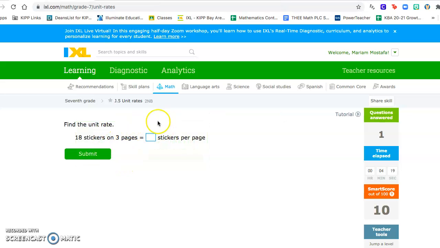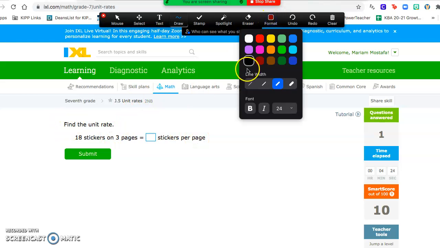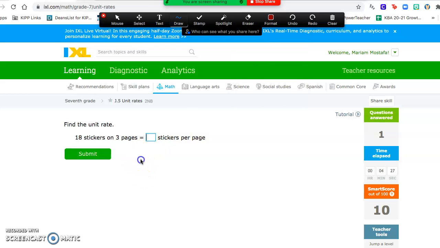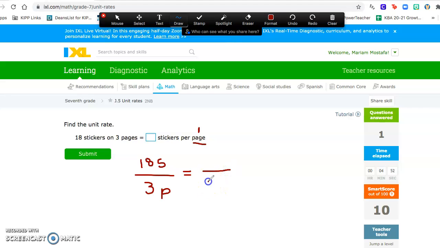Alright, on the next example here, it's 18 stickers for 3 pages. Now, some of you might already know what the unit rate is, but if you need help writing this down, here we could write it as a fraction. You have 18 stickers. I'm going to put S for stickers over 3 pages, and I'm going to put P for pages. And we want to figure out how many stickers per page. Per page means 1, right? It's singular. So this would be per 1 page.